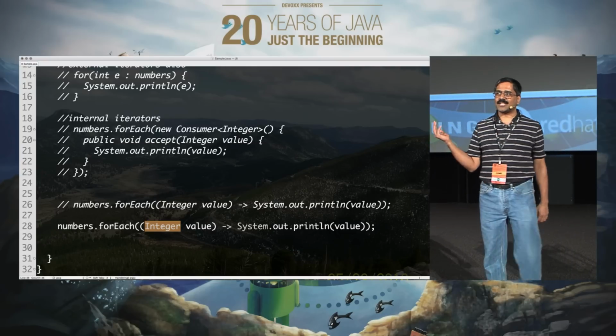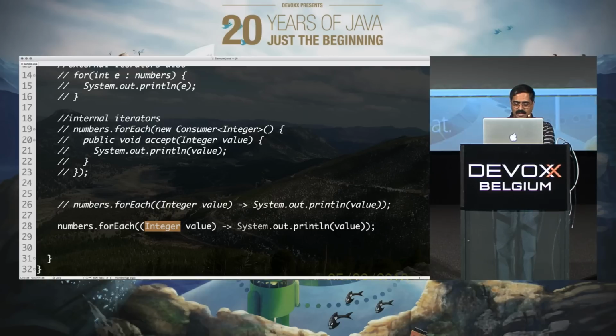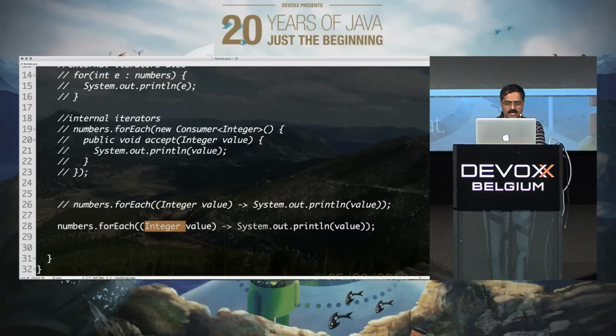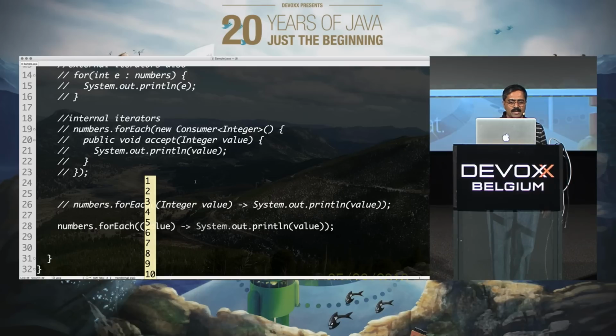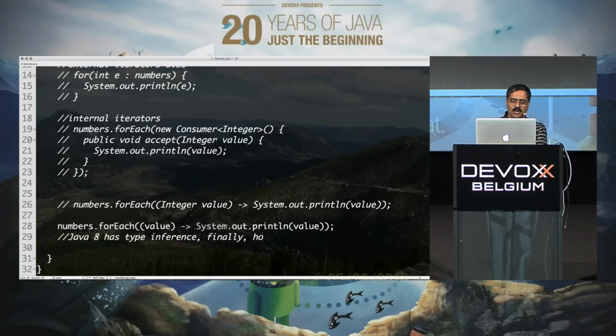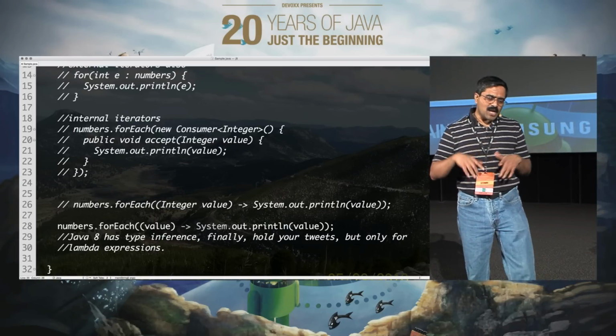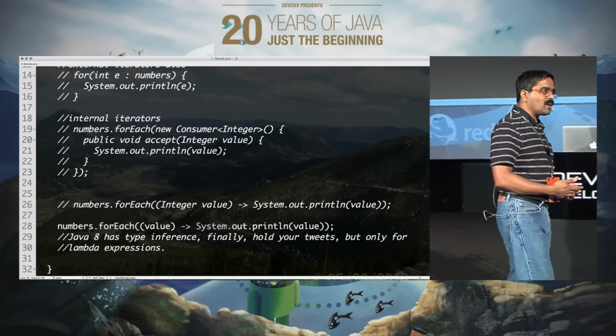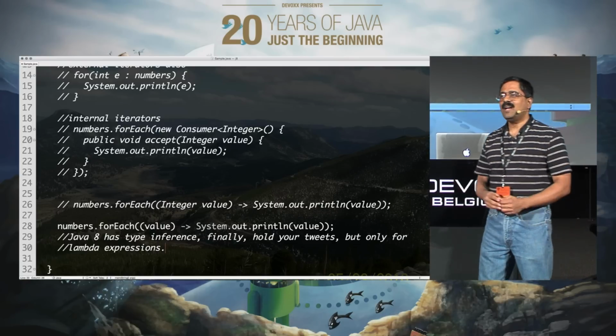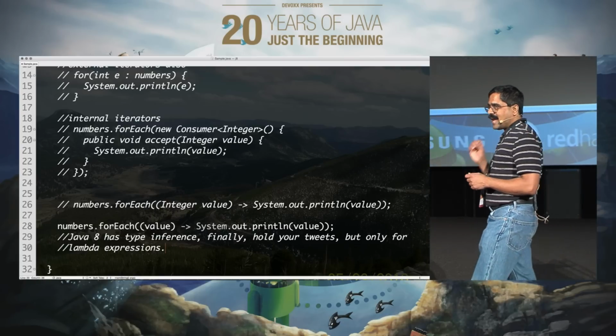So the point really in this case is the type integer is absolutely obvious. You know it. Java knows it. Why bother? So I'm going to get rid of it. And for the first time in a long time, Java is finally intelligent. Java 8 has type inference finally, but hold your tweets, only for lambda expressions. So it's not for everything, just for lambda expressions. Java doesn't go out and implement type inference for everything. That would be so cool if it did, but it does it only for lambda expressions alone.